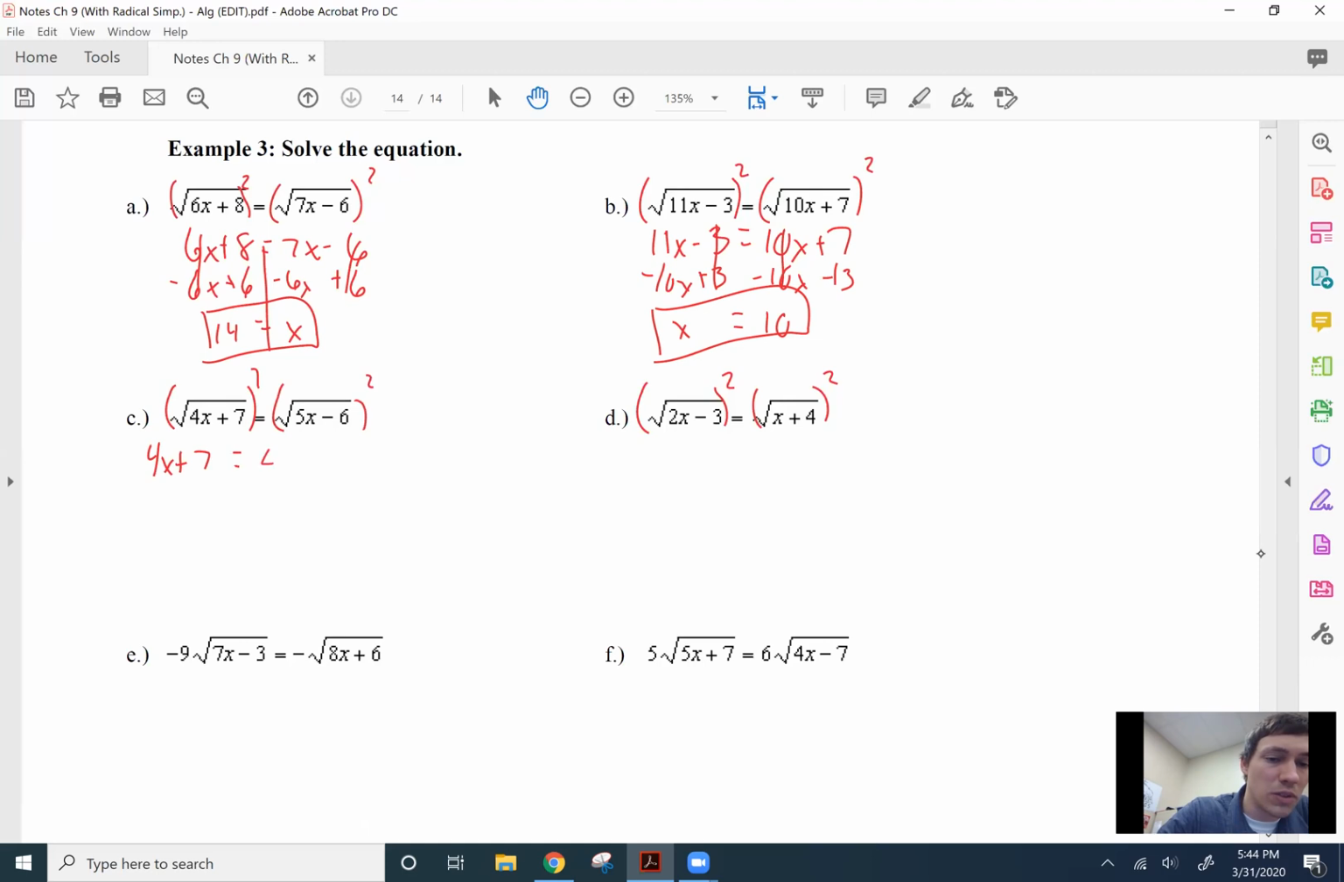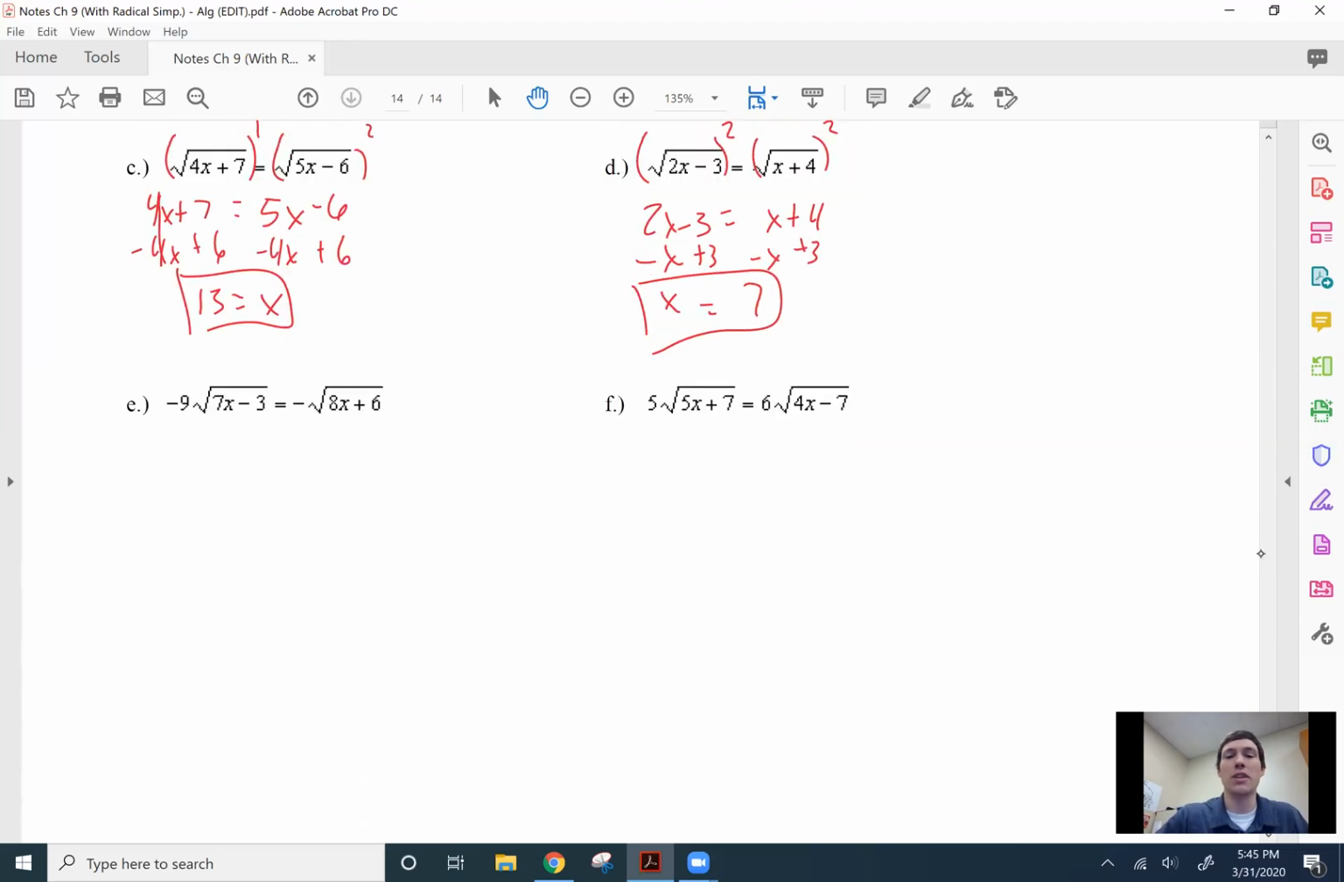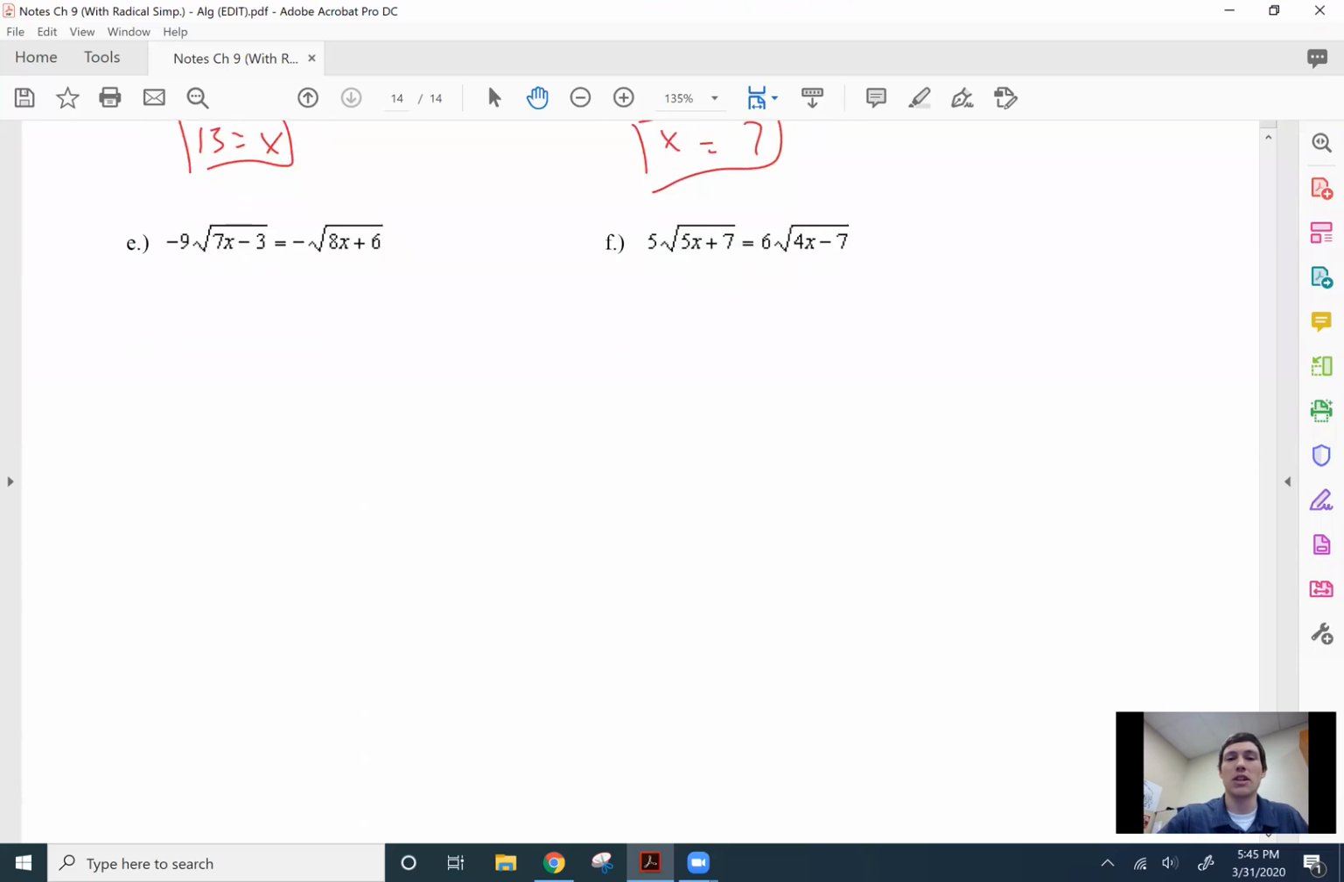4x plus 7 equals 5x minus 6. Subtract 4x from both sides. That's gone. Add 6. 13 equals x. 2x minus 3 equals x plus 4. Subtract x from both sides, make it x, add 3 to both sides, x equals 7. All right, so if we remember from what we've done before when we had variables on each side, that should be something you guys are familiar with.